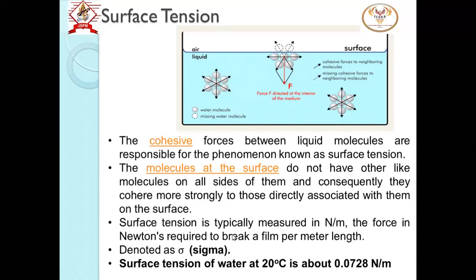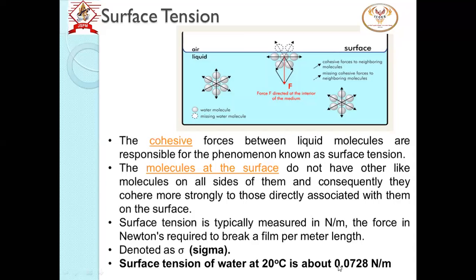Now this surface tension is measured in Newton per meter. Why Newton per meter? Newton is force, that is the tensile force, and per meter is the surface length. So the unit of surface tension will be Newton per meter. It is the force in Newton required to break a film per meter length, the force per unit length of surface, denoted by sigma.